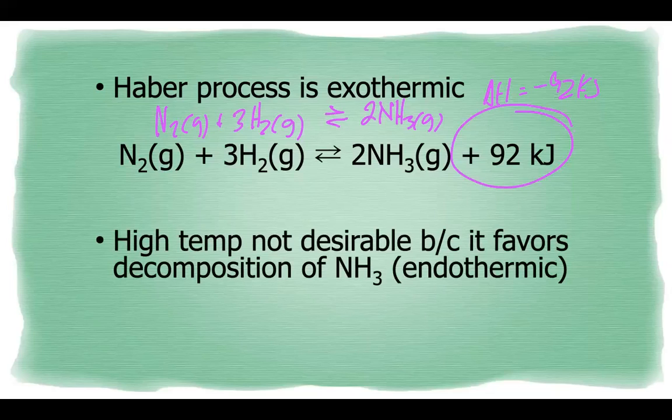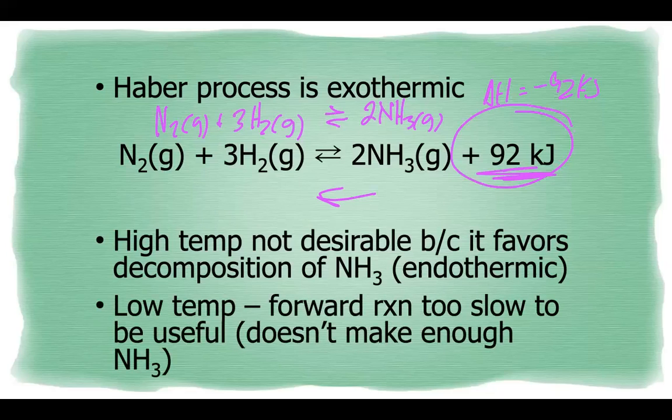A high temperature in this reaction is not desirable. Remember, let's say we're the owners of a company that makes ammonia as a raw material for other companies to buy from us. We do not want this reaction occurring at a high temperature, because then the reverse reaction is going to be favored, because the reverse reaction is endothermic. How do you know? Because going from the right to the left, you're using up energy. But we want to make ammonia because that's what we get paid for, right? That's what we sell as a product.